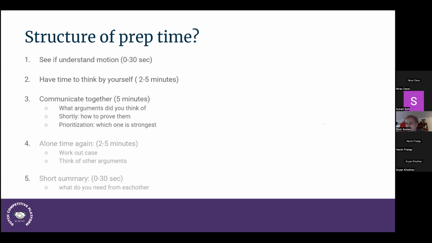So then what's the rest of the time you're going to spend? I think for 5 minutes, it's kind of like try to communicate with each other. I'm going to go into a bit more detail when you should communicate what and how, so I won't do that in this slide in detail. But the main idea is you already start discussing what are the arguments that you think of. And then you can shortly have maybe ideas on how to prove them. So maybe you have some illustrations or examples, or maybe some framing. So how does the world actually look like, or reasons why something is true.